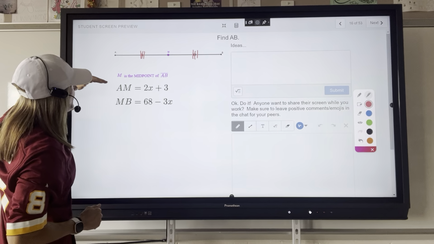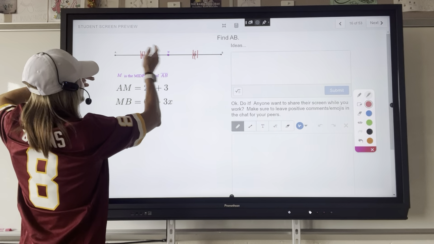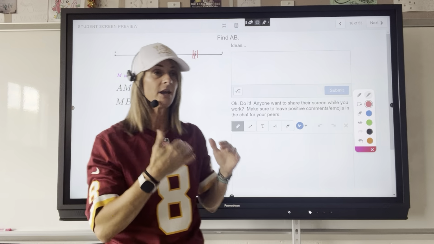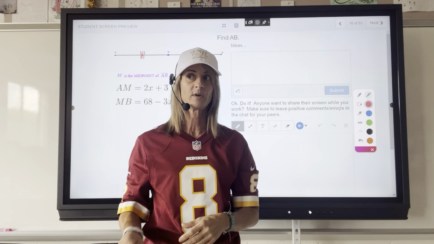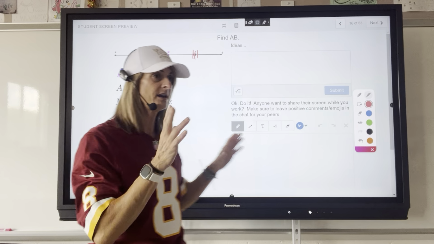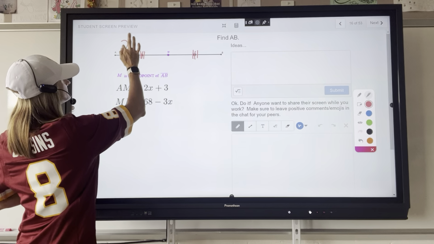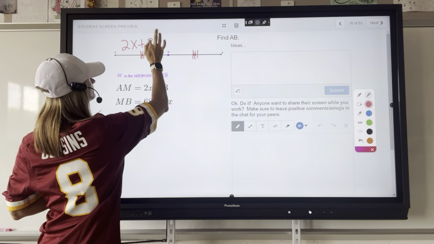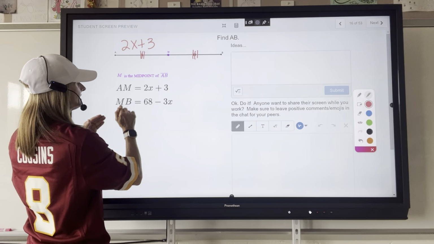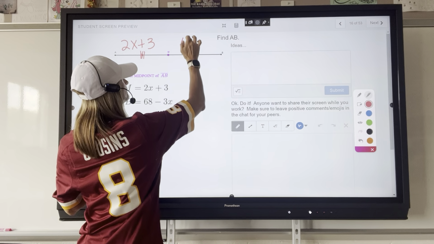They tell us that the length of AM is 2x plus 3. When we get information and it's not on our diagram, the best thing to do is to write it on the diagram first. I know you can't do that on this slide, but I'm going to go ahead and do it just so you can visualize it. 2x plus 3. They also tell us that MB is 68 minus 3x.